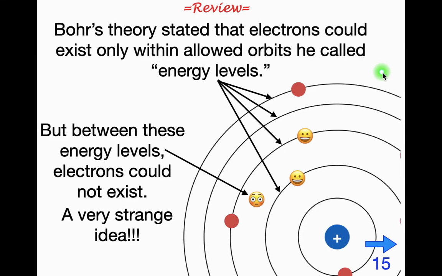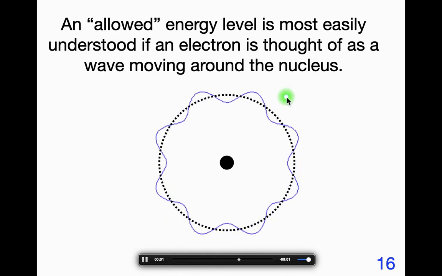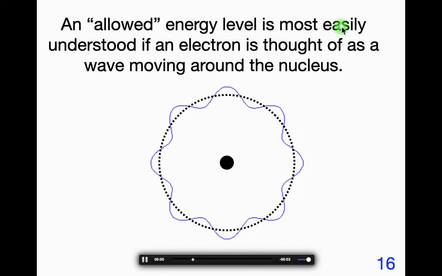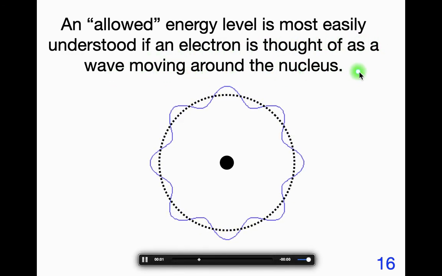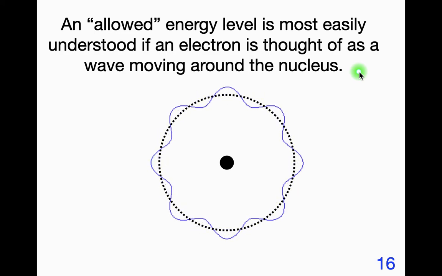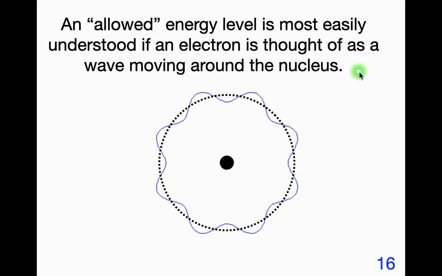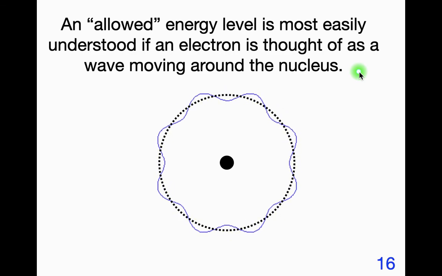Now we can understand this if we look at what's called the wave nature of the electron. An allowed energy level is most easily understood if an electron is thought of as a wave moving around the nucleus. Now, when you have something that has mass and it's moving, it will always move as a wave. The larger something is, the smaller the wavelength is. So you and I, when we move around, our wavelength is so insanely small that it can never ever be measured, but the electron is small enough that we can measure its wavelength as it moves around.